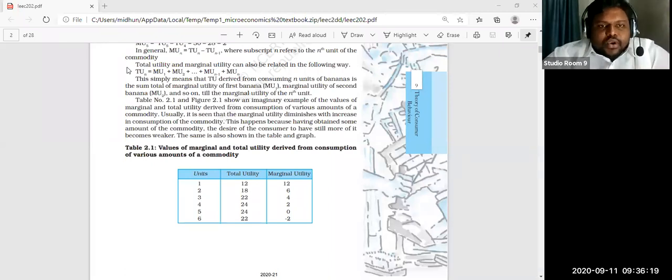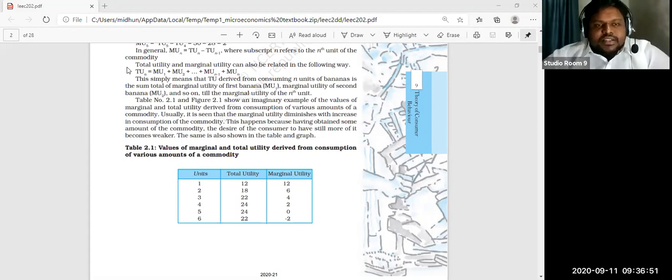So table number 2.1 and figure number 2.1 show an imaginary example of the values of marginal and total utility derived from consumption of various amounts of a commodity. Usually, it is seen that the marginal utility diminishes. Okay, so underline that word particularly. Marginal utility will diminish, reduce, with the increase in consumption of the commodity. If the number of products we are consuming is increasing, just remember the marginal utility will reduce.